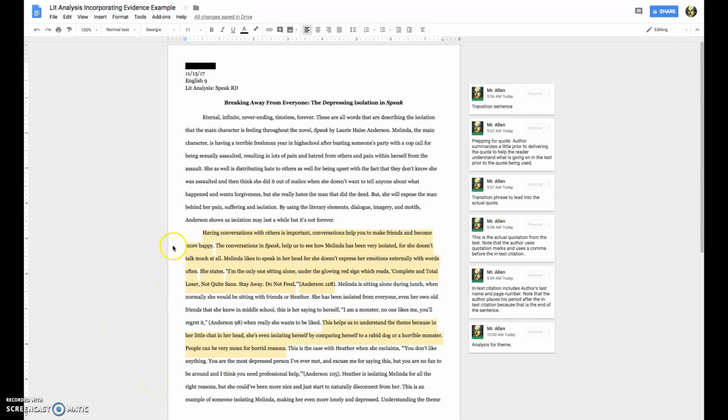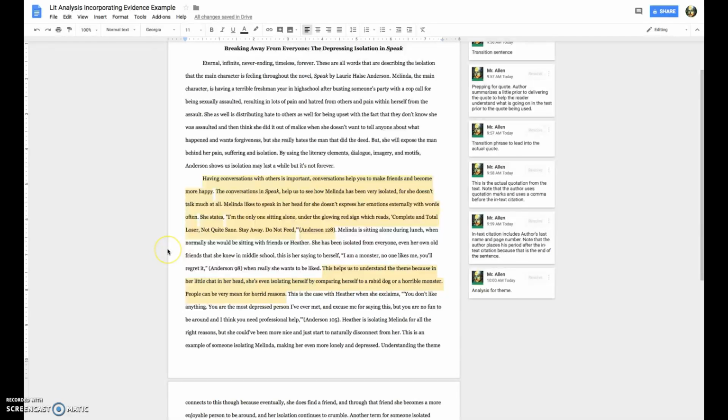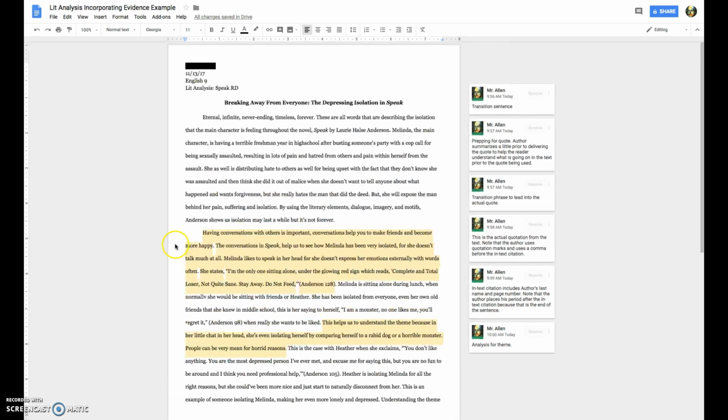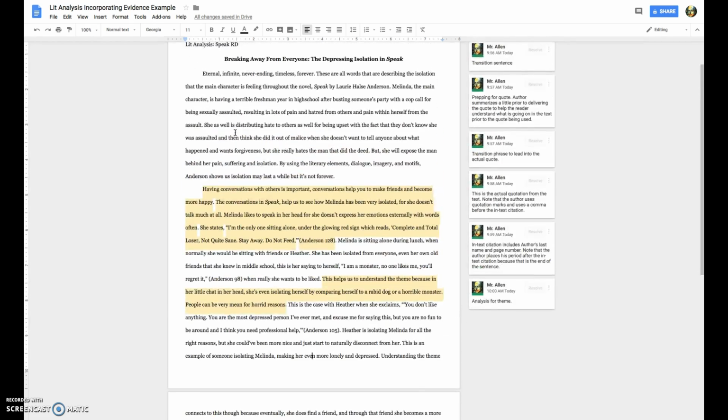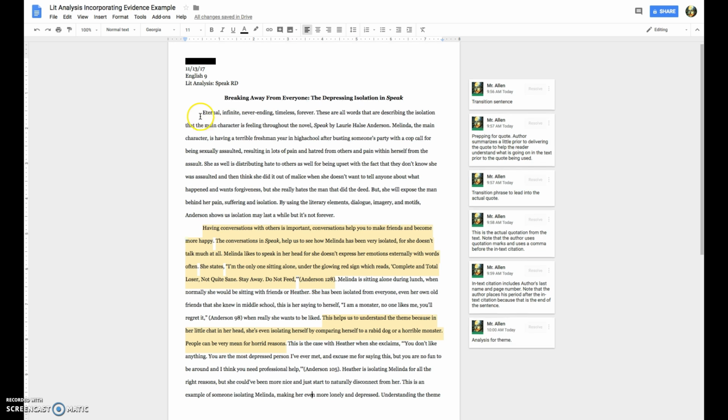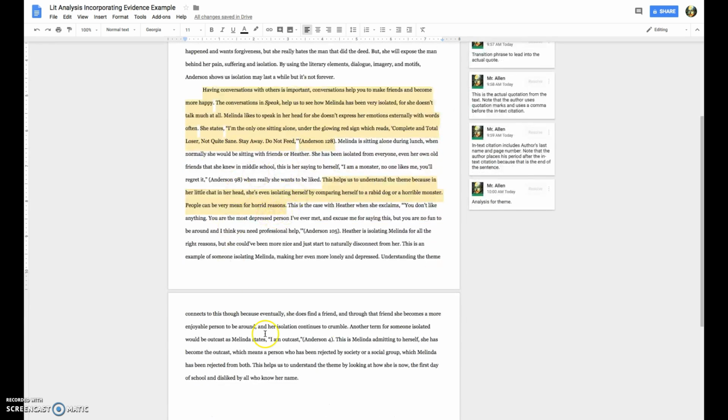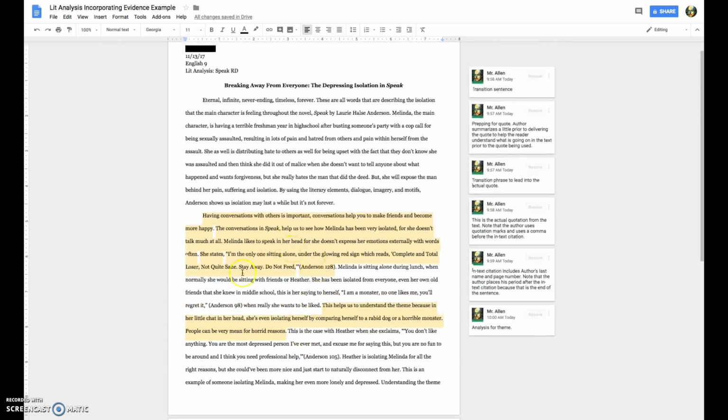Today, we are going to talk about incorporating evidence and constructing a body paragraph for a lit analysis essay. So I've gone and taken the first two paragraphs of a lit analysis essay from a student. We have the first intro paragraph, and then we have the first body paragraph, and we're going to focus down here.